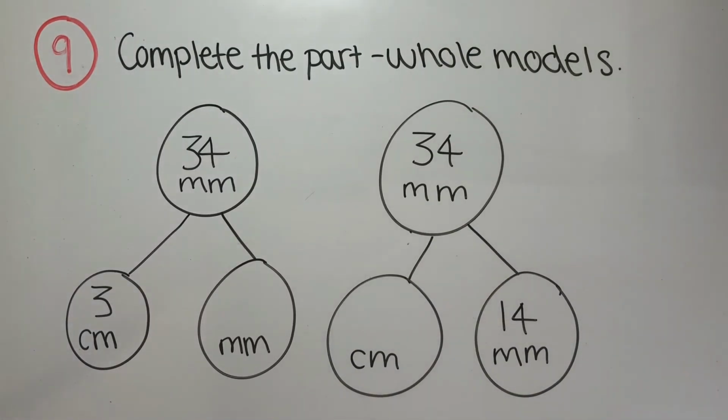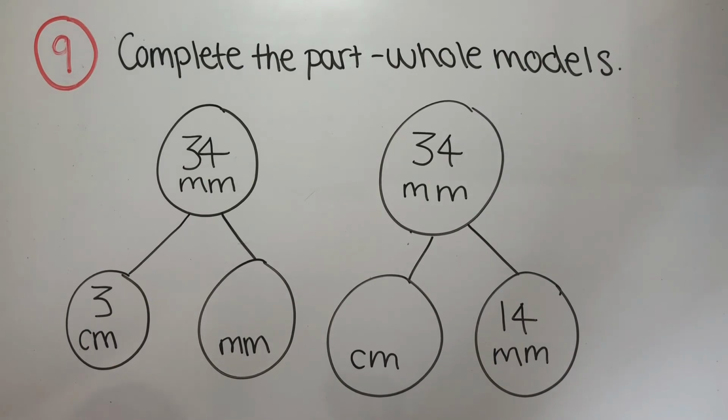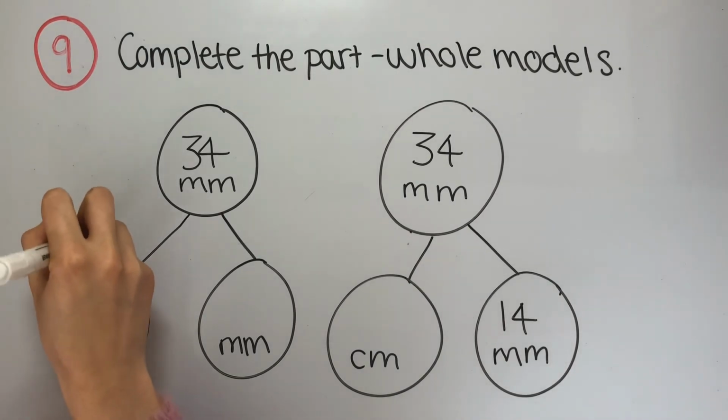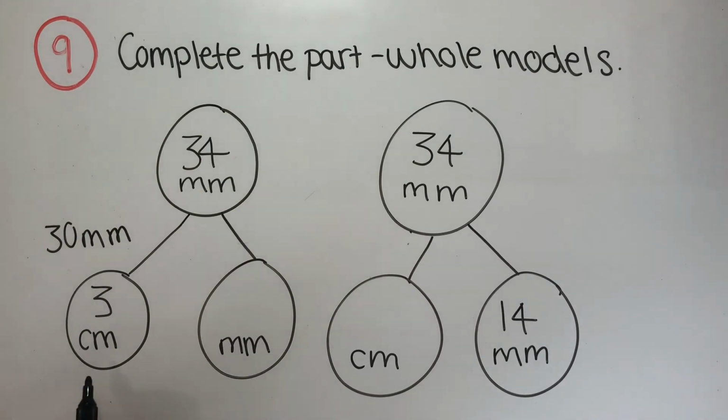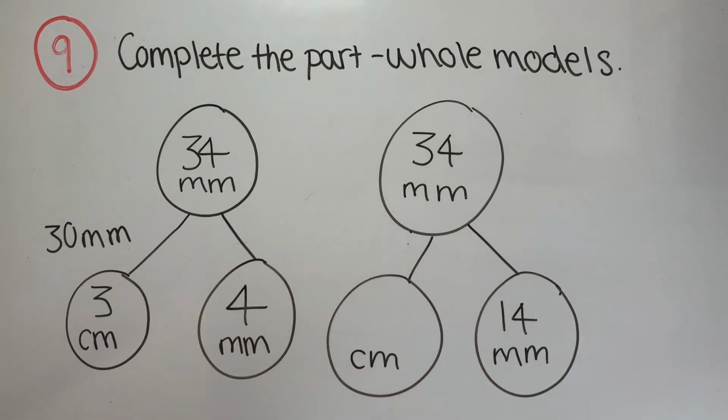Question 9. Complete the part-whole models. We're going to start off with this model. The total is 34 millimetres, and 3 centimetres added to something millimetres gives us 34 millimetres. We're going to convert 3 centimetres into millimetres. To convert it, we're going to times by 10, which gives us 30. So we already have 30 millimetres, and we need to add something else on to give us 34. 34 minus 30 gives us 4, so our answer is 4 millimetres.